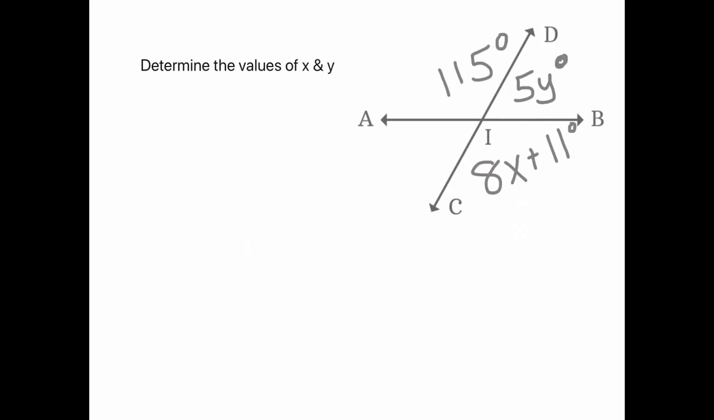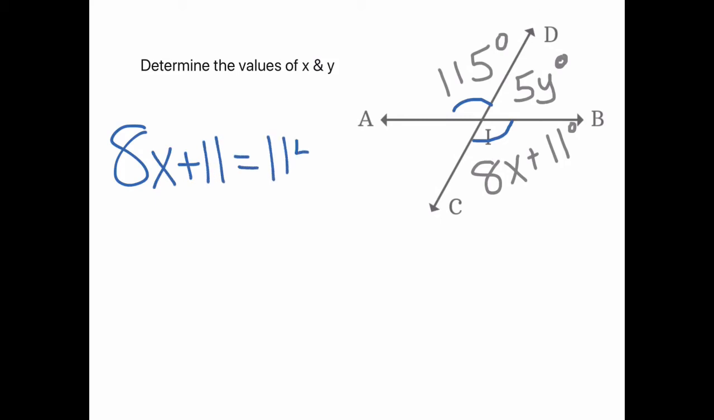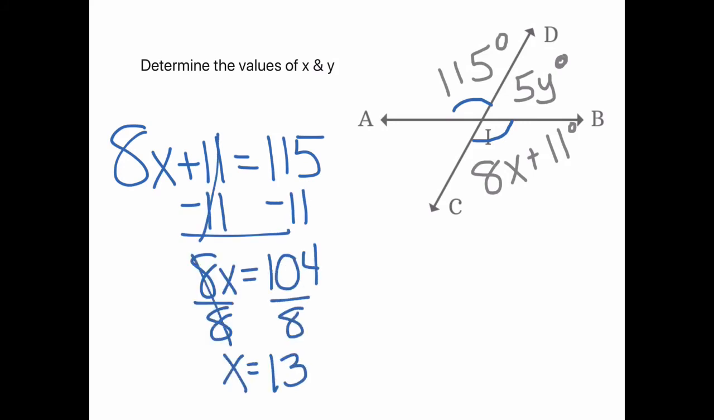This next question wants us to determine the values of x and y. There are many ways that you can do this. For this one, I actually like to start with the vertical angles. So this one here is 115, and this one here is also 115. So 8x plus 11 must equal 115, and then we solve that using algebra. And what I end up with is x equals 13.